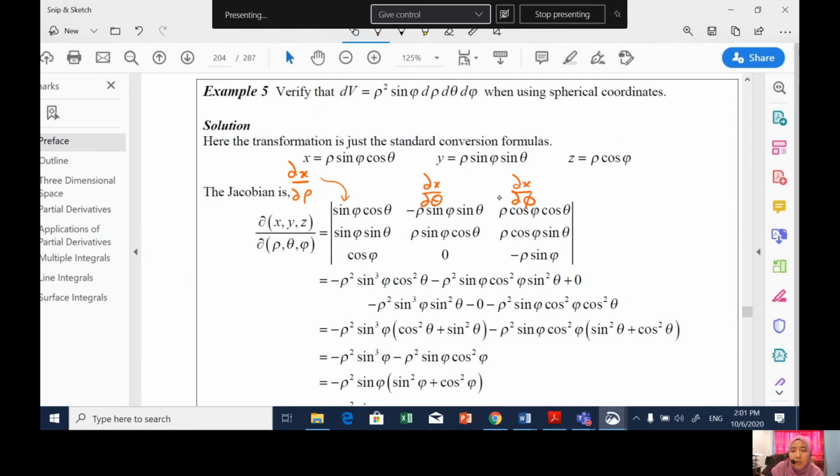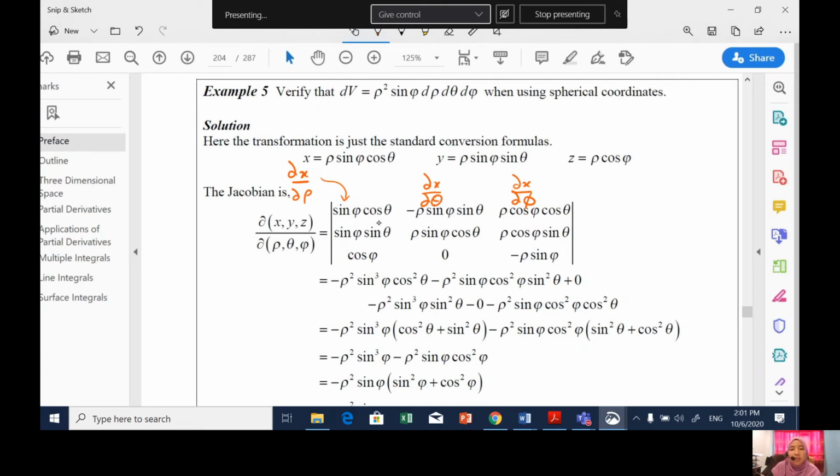We don't have theta here. That's why when we differentiate with respect to theta, it becomes 0. This is the derivative of z with respect to phi. Differentiate cos phi, we have negative sine phi. That's why we have here negative rho sine phi, with the assumption that rho is a constant.